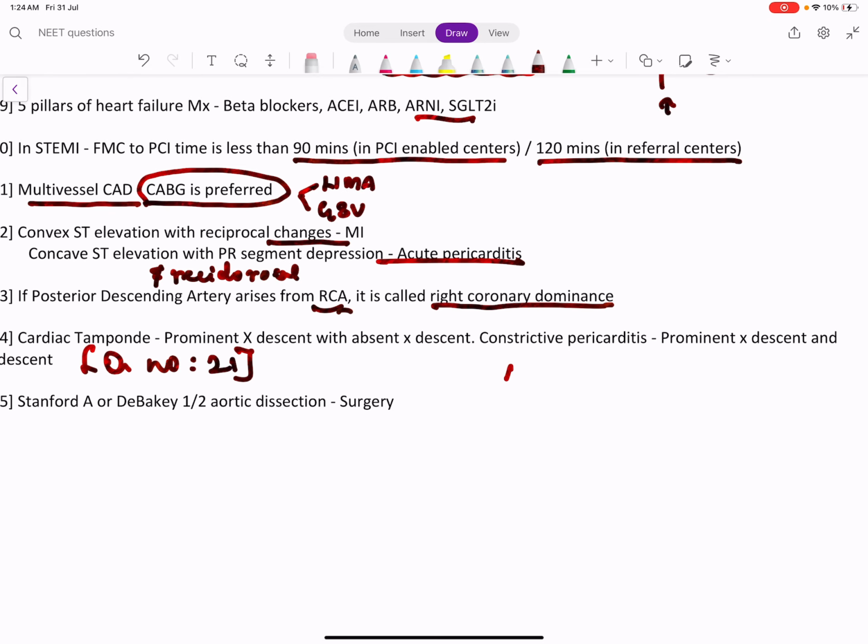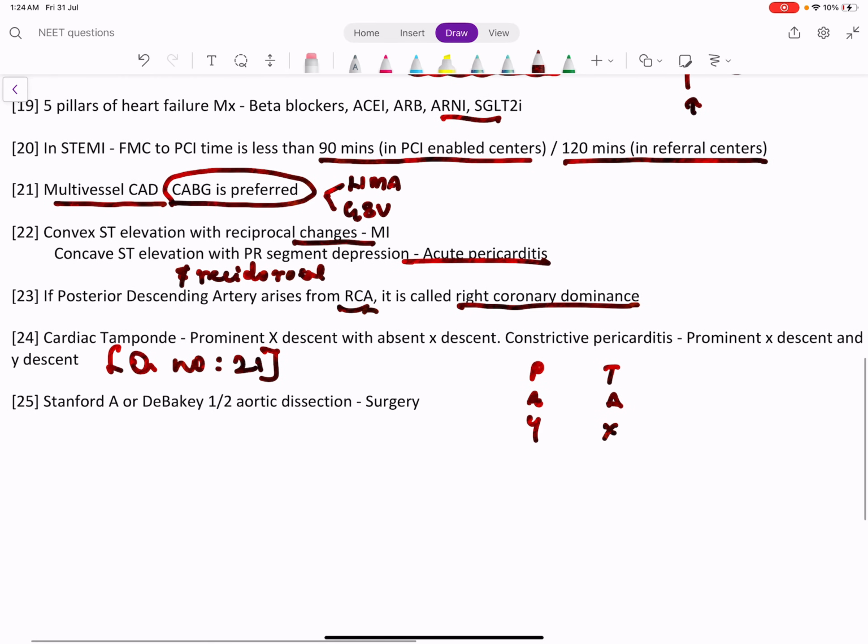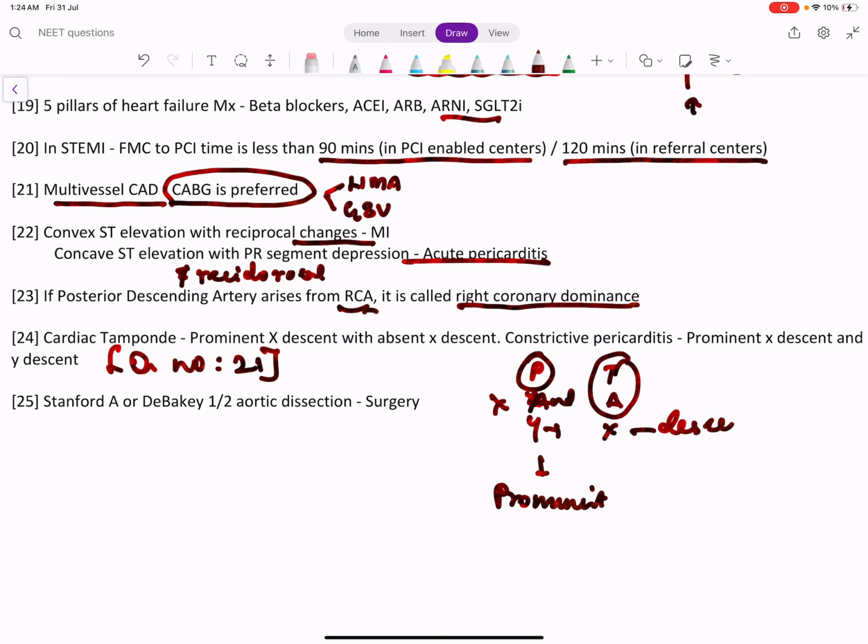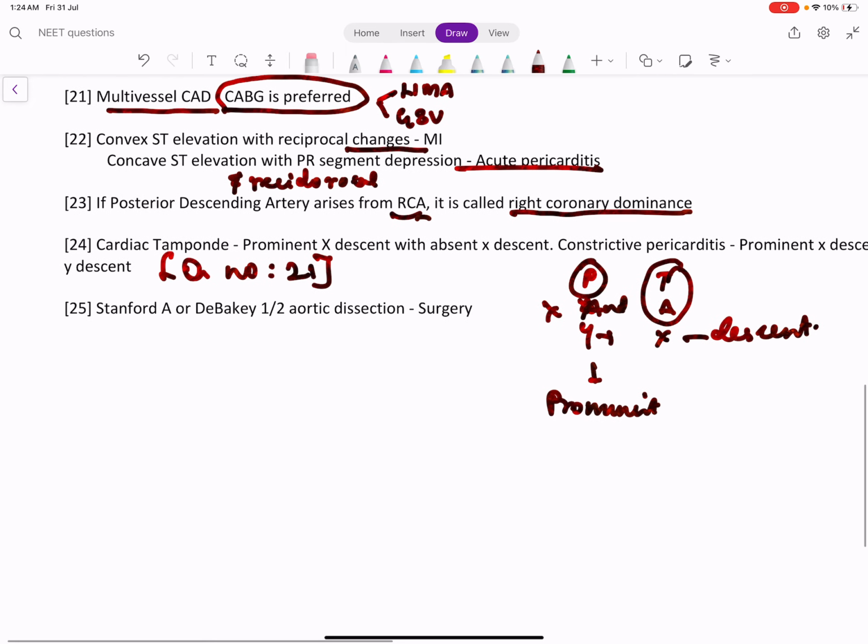Cardiac tamponade versus constrictive pericarditis, think of the mnemonic PAID TAX. In constrictive pericarditis, both X descent and Y descent are prominent, whereas in tamponade, only X descent is prominent, which means Y descent is absent. This was discussed in question number 21, and it was discussed in our complete cardiology revision series, also quick revision series.